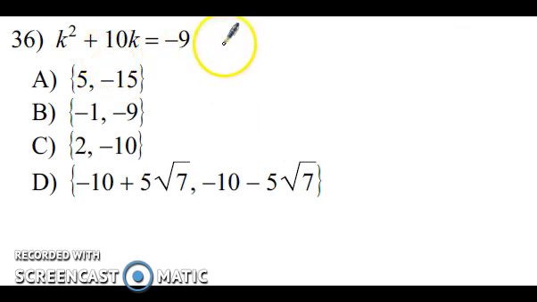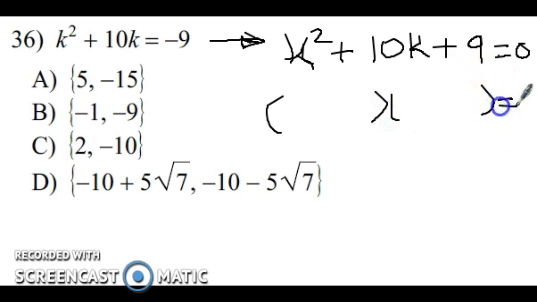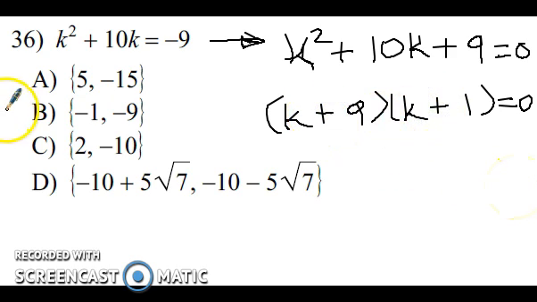Okay, so for 36, we have to solve for k, and I'm going to start off by adding 9 to both sides so that we have all the terms of the quadratic on one side. And we have k squared plus 10k plus 9 equals 0. And I'm trying to think of two numbers that will multiply to give me 9 and add up to give me 10. That's 9 times 1. 9 times 1 is 9, and if you add them up, you get 10. If we set our factors equal to 0 and solve, we end up with B for our answer on that one.